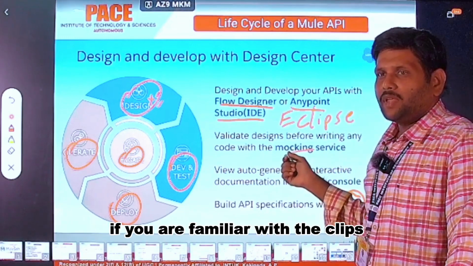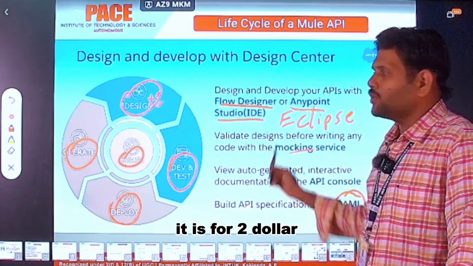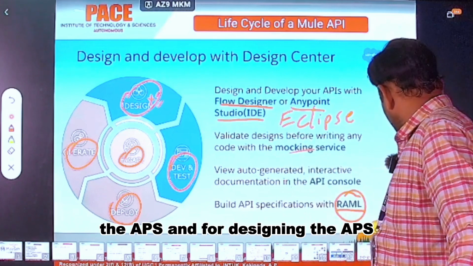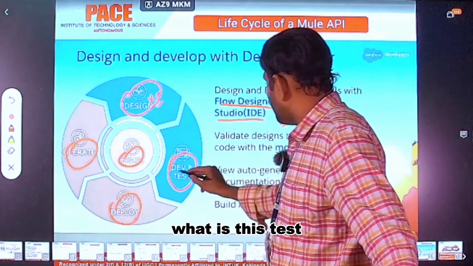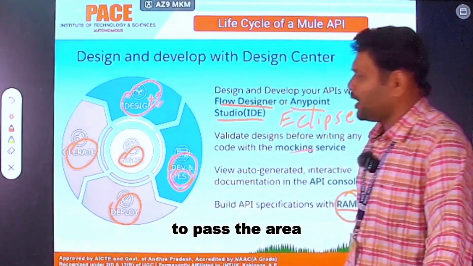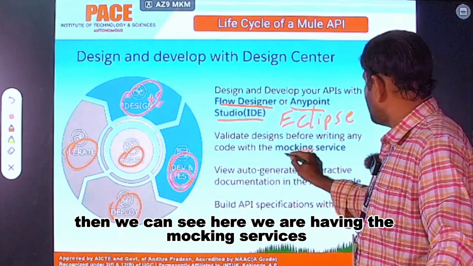If you are familiar with Eclipse, then you can easily understand Anypoint Studio. It is for developing the APIs, and for designing the APIs we can use RAML. And we have one more thing. What is this? Test. To test the API once the development is completed.